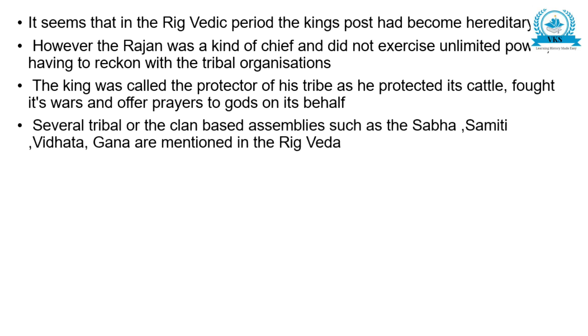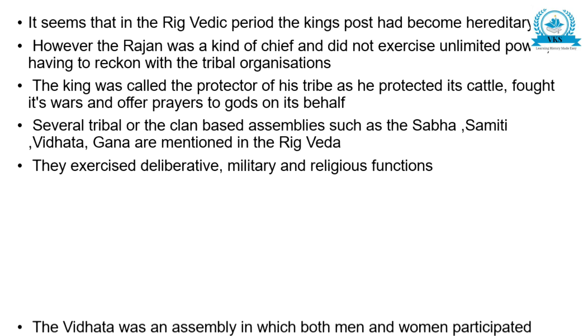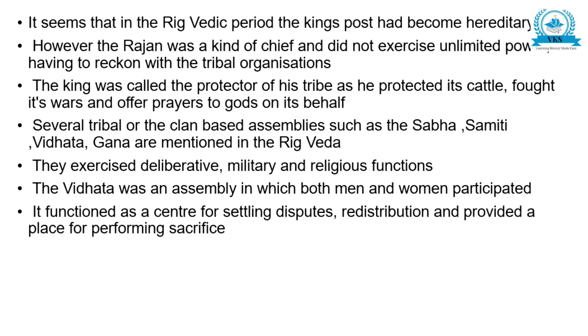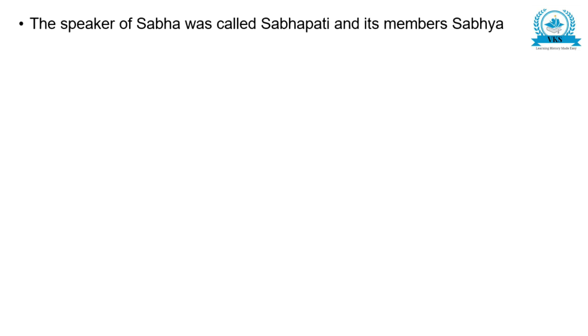Several tribal or clan-based assemblies such as the Sabha, Samiti, Vidata, Gana are mentioned in the Rig Veda. They exercised deliberative, military and religious functions. The Vidata was an assembly in which both men and women participated. It functioned as a center for settling disputes, redistribution, and provided a place for performing sacrifice. The Sabha was a body of elders and constituted mainly of the Brahmanas and the elite. The speaker of Sabha was called Sabha-Pati and its members Sabhya.